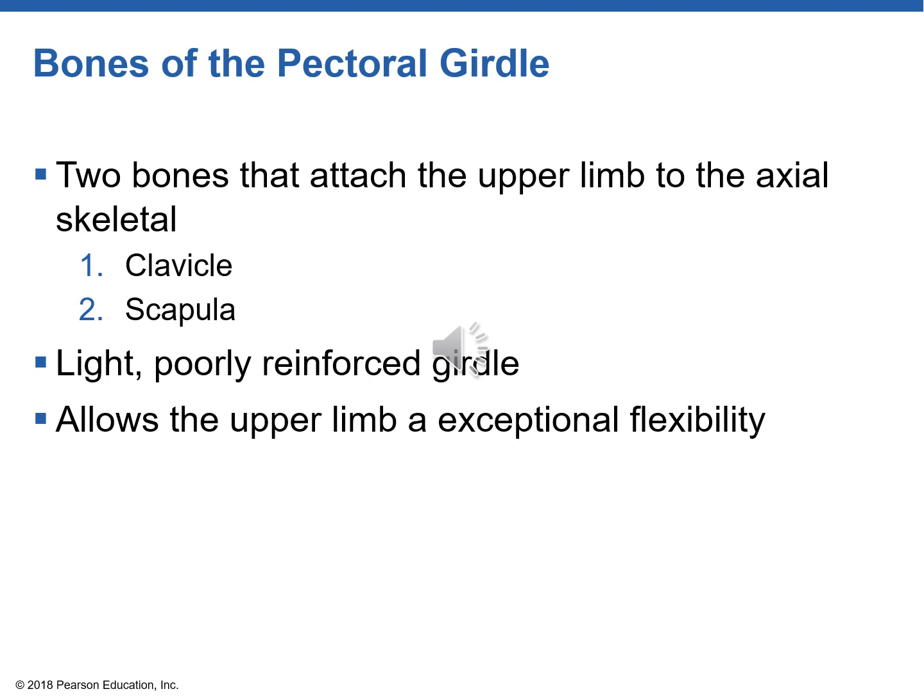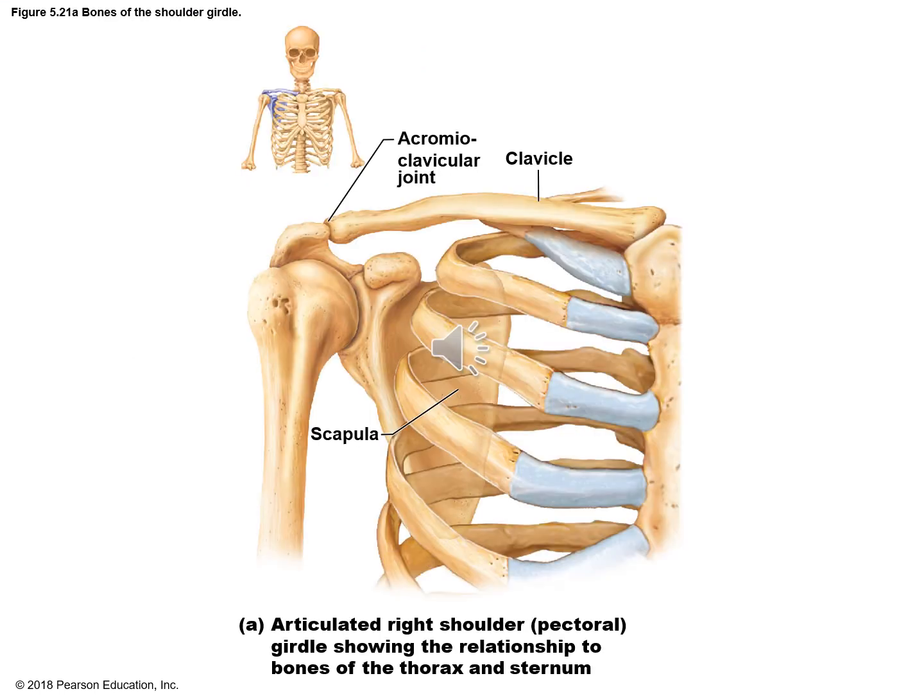The great point about this, the good, is that there's great flexibility and movement in that joint. The bad is that it is poorly reinforced, and we know that this joint can have a lot of dislocation issues. Here we see the clavicle on the anterior of the chest and the scapula on the posterior of the chest, and then we see the humerus in that joint.